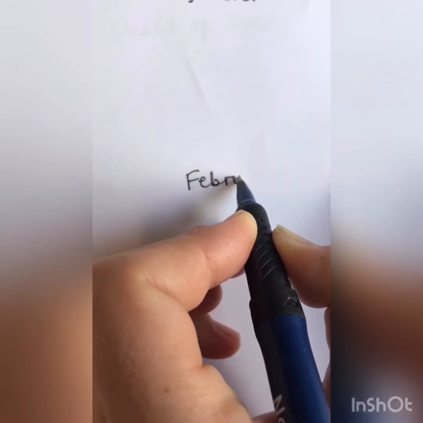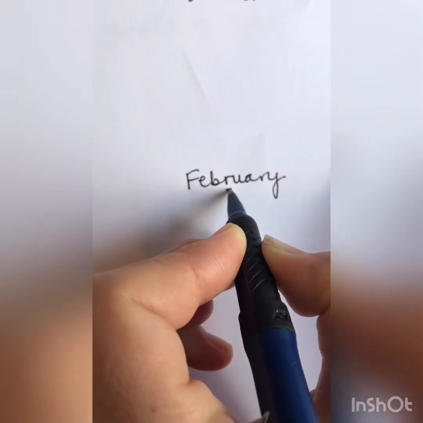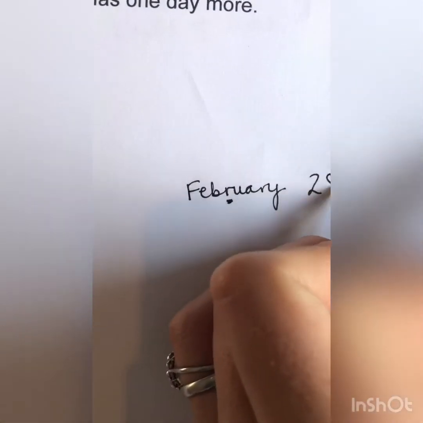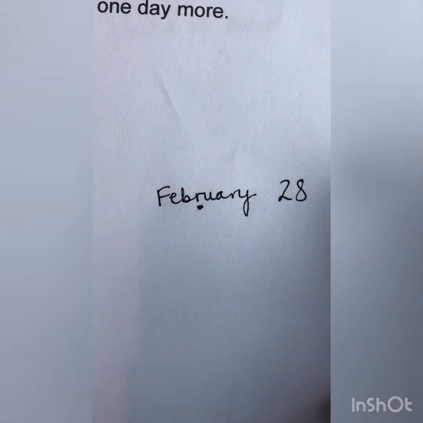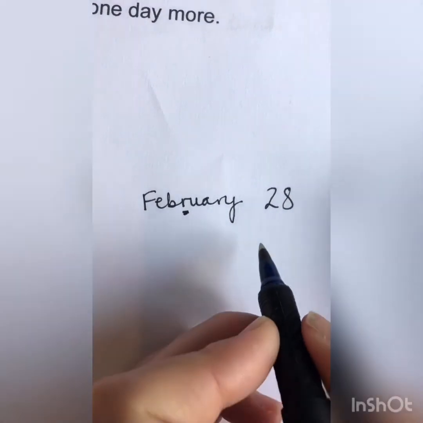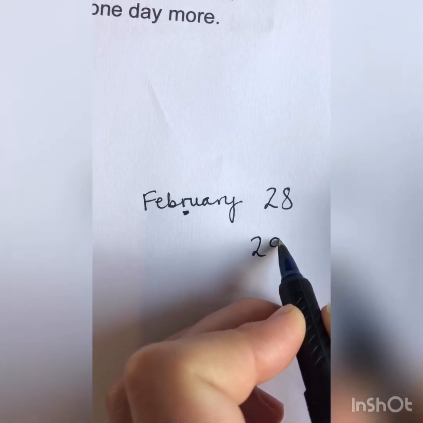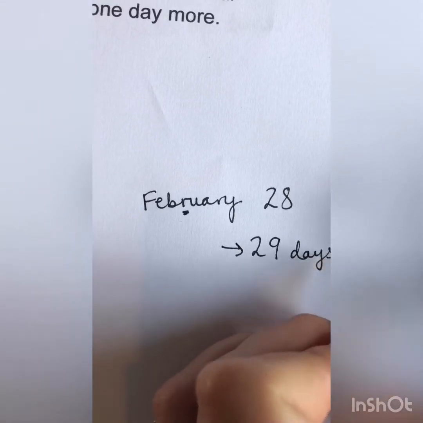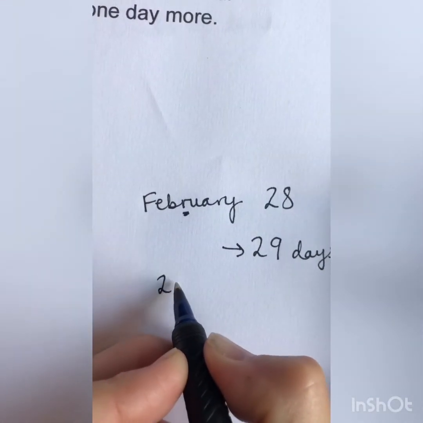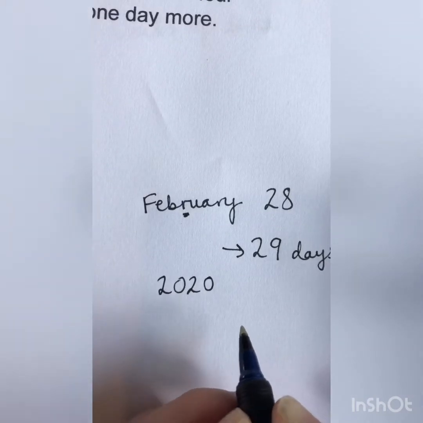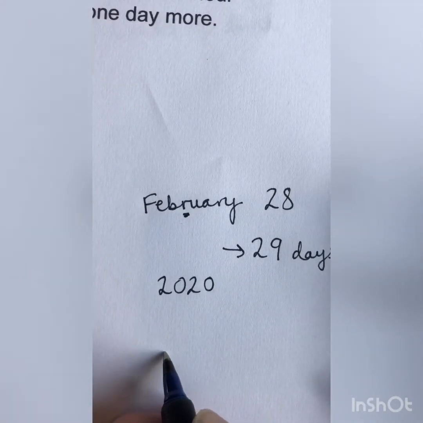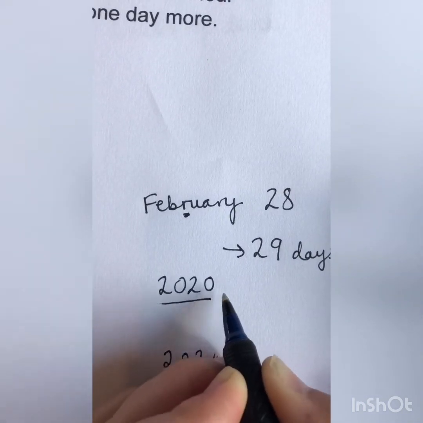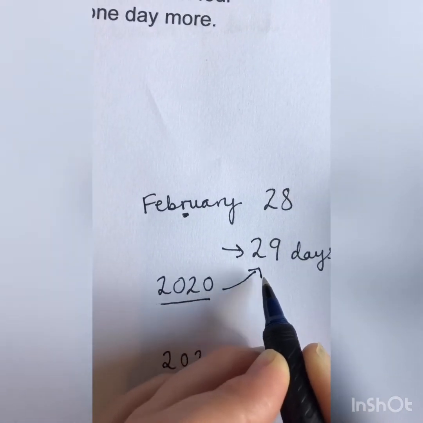So February, don't forget that spelling. February has 28, but every 4 years it has 29 days. So 2020 was a leap year. So the next leap year, which you'll be able to work out yourself, is going to be 2024. Okay, so this year February had 29 days.